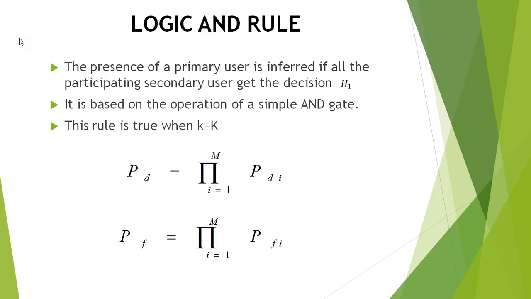Logic AND rule. The common receiver infers the presence of a primary user signal if all decisions say that there is a primary user. This is basically how an AND gate works. The mathematical equations are shown in the slide. That is, for a hypothesis to be H1, that is, to infer that a primary user is present in the system, all the secondary users have to conclude the hypothesis H1, that is, all of them have to have 1 for the presence of a primary user.